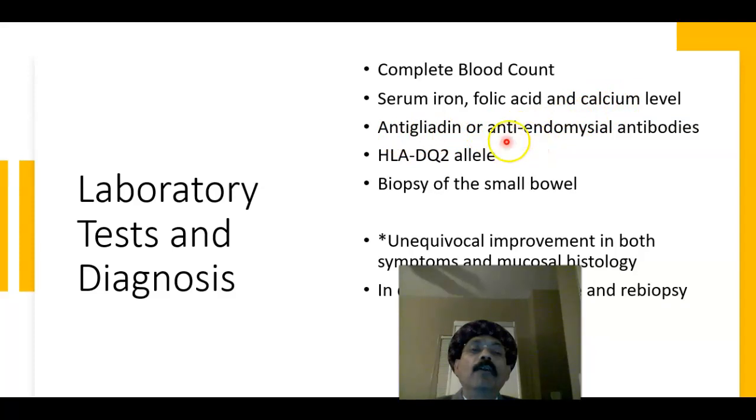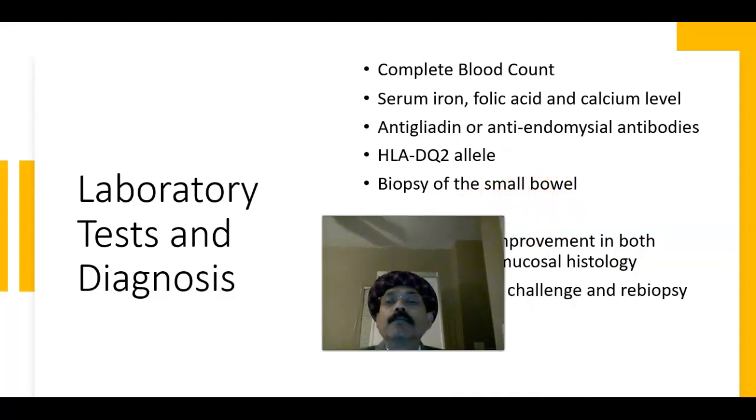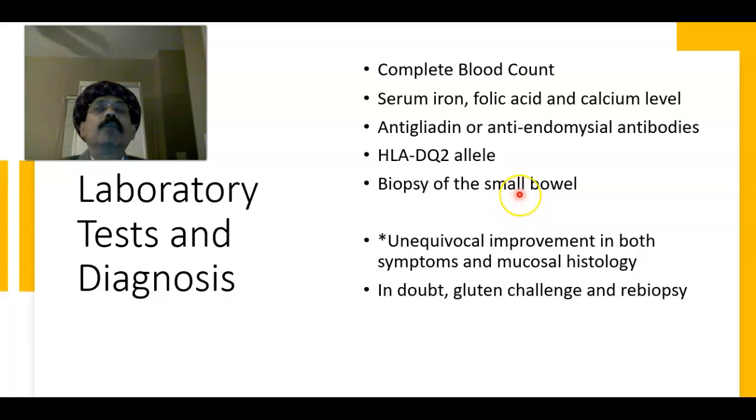Anti-gliadin and anti-endomysial antibodies are important factors for diagnosis. Anti-endomysial antibodies are very specific. We also have anti-gliadin antibodies, and the HLA-DQ2 study. Biopsy of the small bowel is the gold standard, and the biopsy should be taken from the duodenum or from the jejunum, because the first half of the small intestine, the duodenum and jejunum, gets most of the gluten and gliadin. Gliadin is the byproduct of gluten.